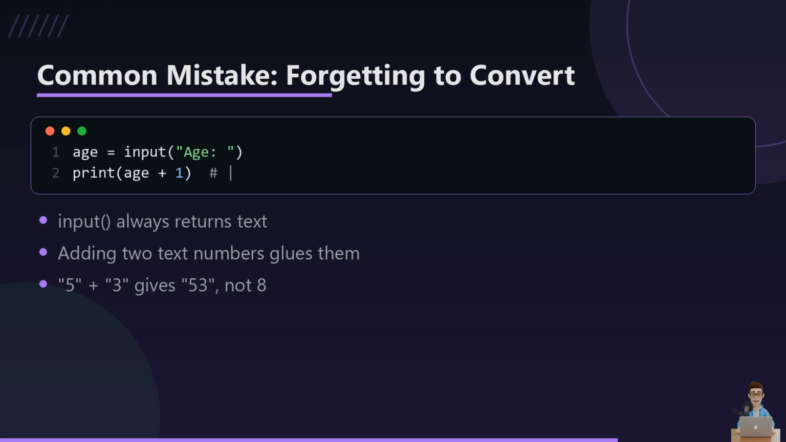Here is a mistake almost everyone makes early on. You grab input from the user, then try to add a number to it directly, and Python throws an error because that input is still text, not a number. I made this exact mistake my first month writing Python. Spent 10 minutes confused why adding 1 broke everything. The fix is simple, wrap it in int first.